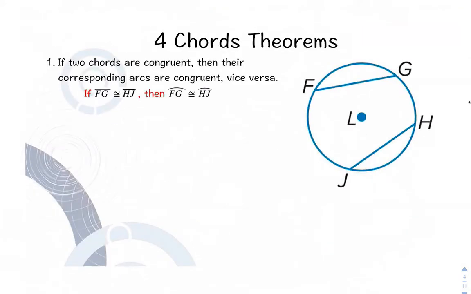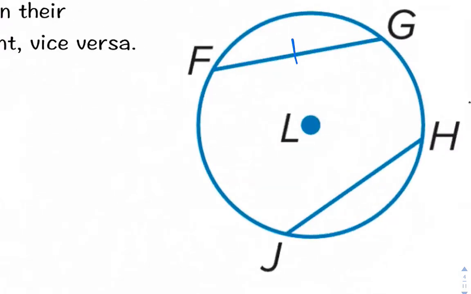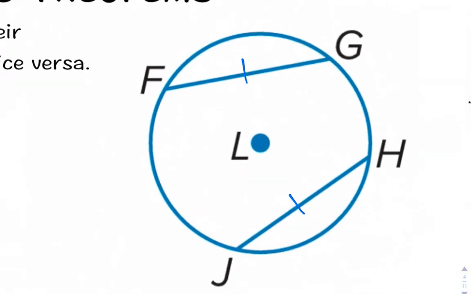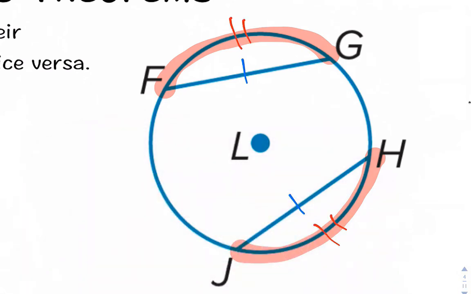So now, what can we do with those chords? Well, we have 4 chord theorems that we're going to talk about. Okay, some of them might seem like kind of well-duh theorems. Some of them might seem a little more in-depth, a little more complicated. So this first one: if 2 chords are congruent, then their corresponding arcs are congruent, and vice versa. So what that tells us here is, if I look at this picture, okay, if I know FG and JH are congruent to each other, well, their corresponding arcs, so in this case, arc FG and arc JH, those are going to be congruent to each other as well.